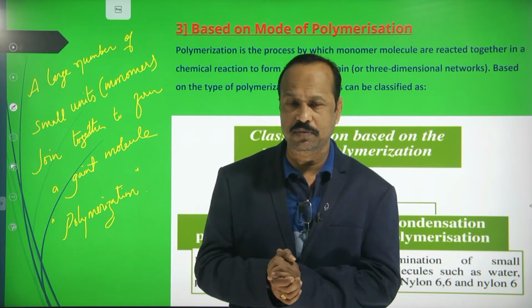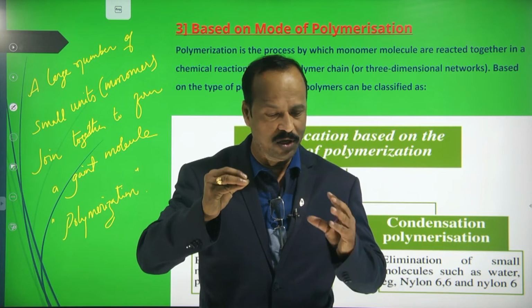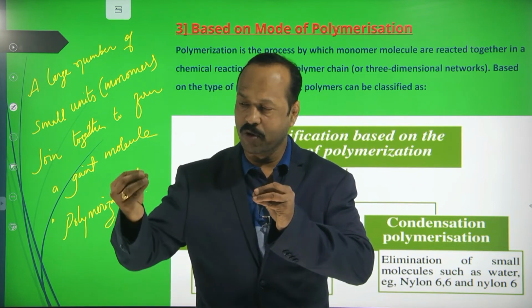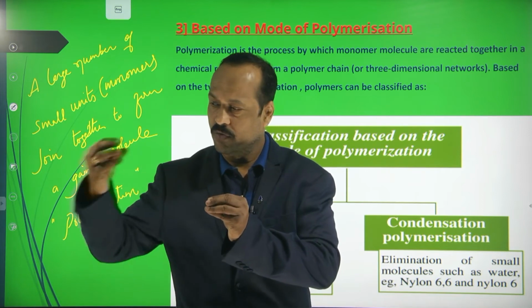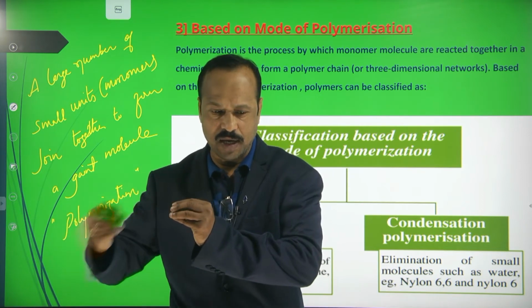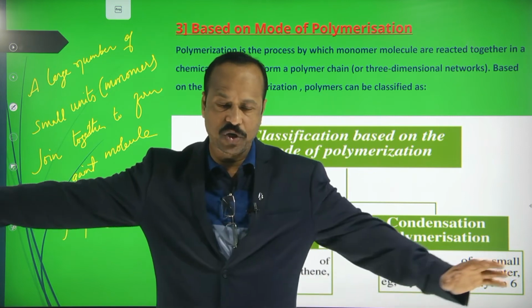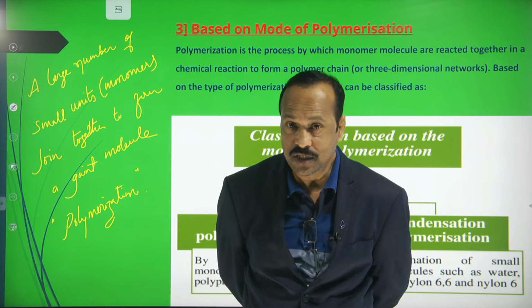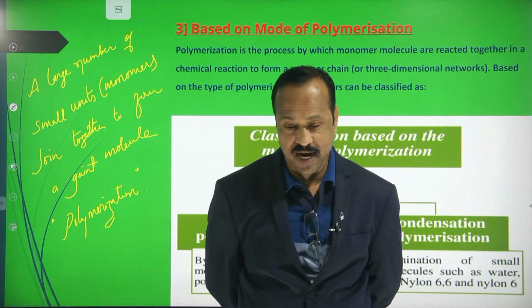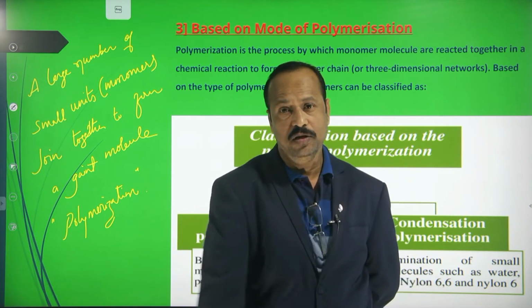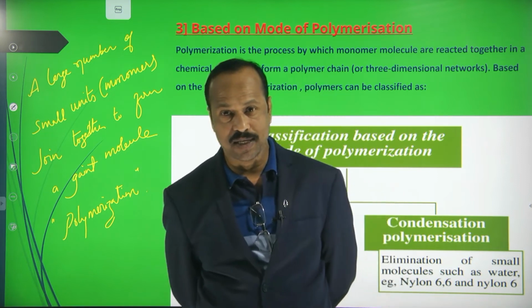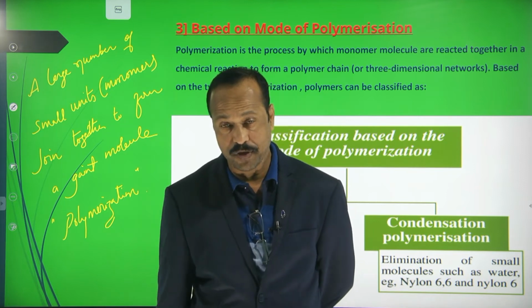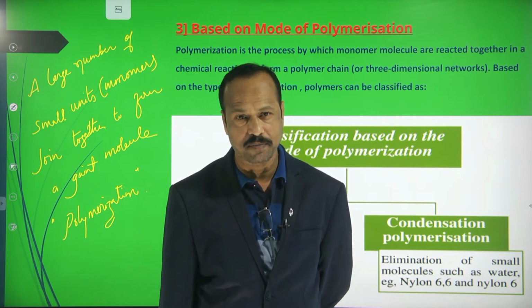Addition polymerization means what? Small molecules directly combine, and again one more molecule will come and join to this one, one more molecule will come and join to this one, like this they are continuously joining with each other. This type of polymerization is called addition. Addition means adding. So that is called addition polymerization. Then the second one is what?